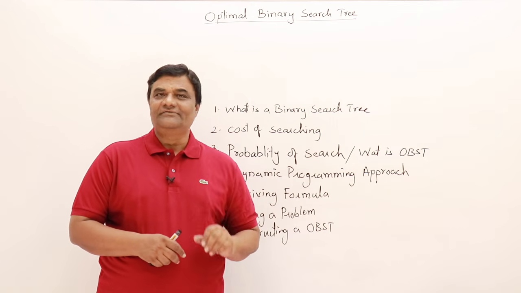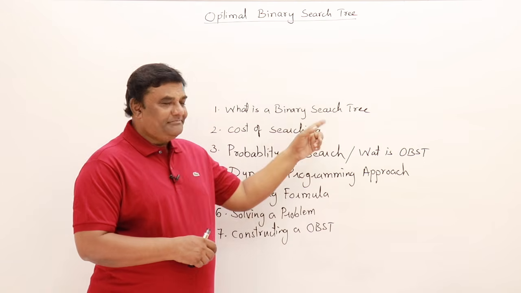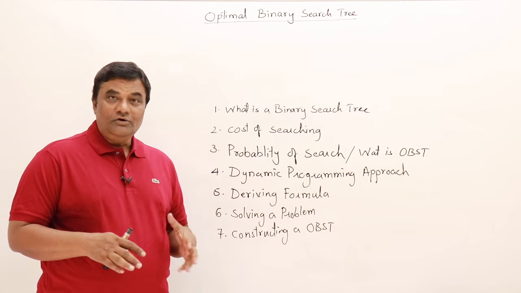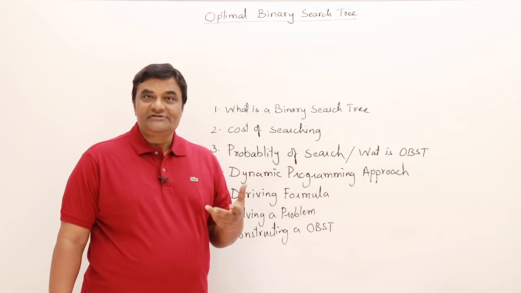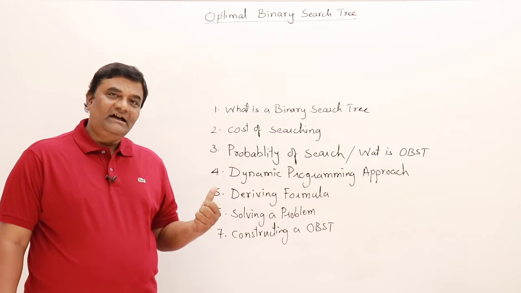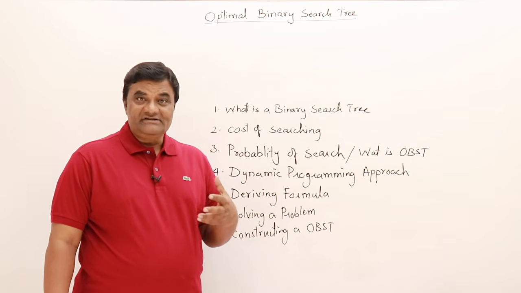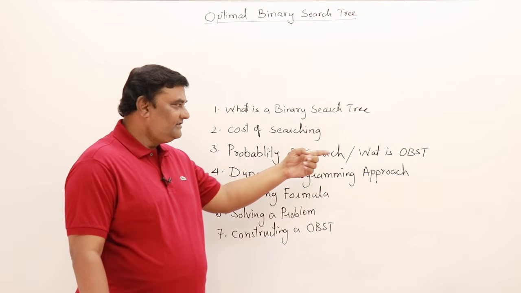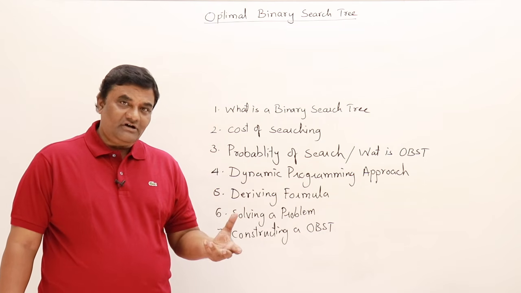So the contents of this video are these. First of all, I'll explain what it means by binary search tree, then how we search, how it is useful for searching, then what it means by cost of searching. Then next I will explain the probabilities for search, what it means, and also I'll explain what is optimal binary search tree and how to know its cost.